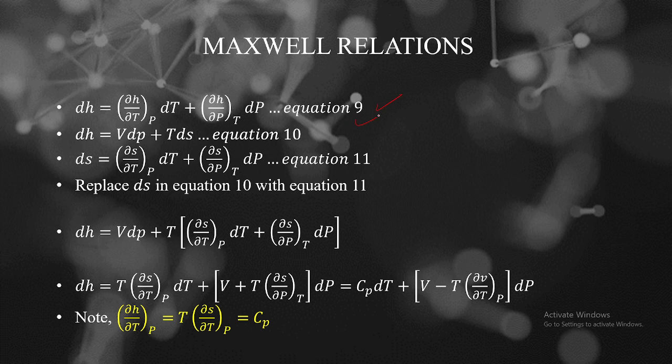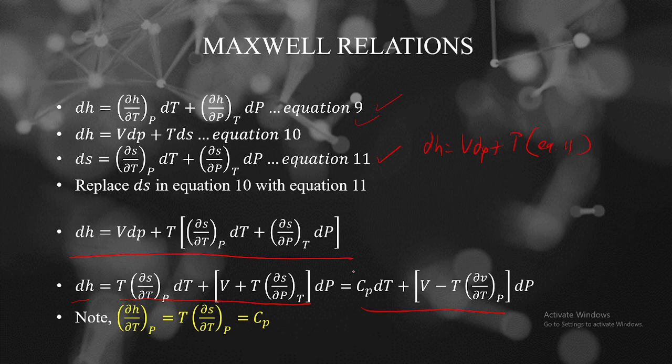we had equation 9, we had equation 10, we express the dS to get equation 11. So I can put equation 11 in equation 10. So I have dH equal to V dP plus T, then the whole expression for dS, that's equation 11. So I can put equation 11 in here, right? Then once again, I can expand and group the dT's and the dP's so that I have my dH. If I do the expansion and the grouping, I can simplify it to this form.